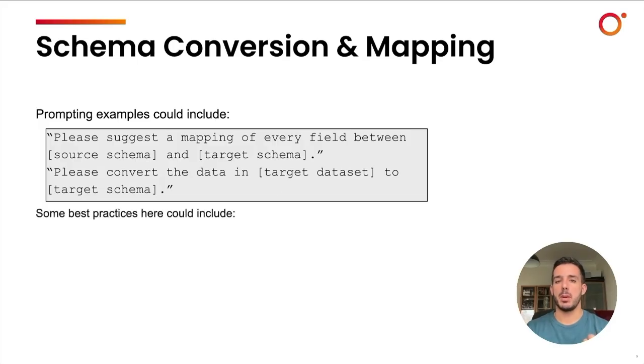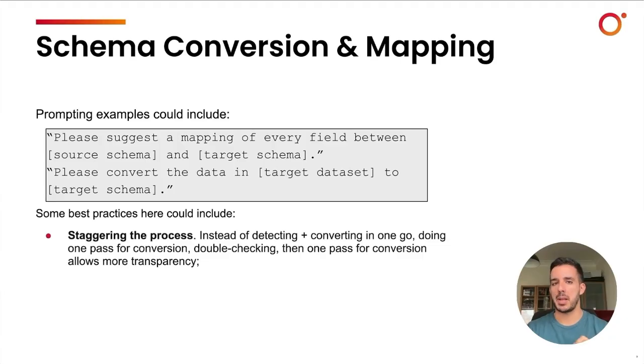What are some best practices here? Well, for one, we want to stagger the process if we can. That is, instead of doing one pass for the detection and conversion all in one, maybe we do a first pass just to detect the schema, we double check it, and then another pass for the conversion. Remember, it's very easy to overwhelm an LLM, especially when we have complex datasets, large datasets, and many tasks to be performed at once. And also, we have less transparency if we do it all in one go, right? If we have one pass to detect the schema and the mappings, then we can double check those before we proceed. If we do everything in one go, we have no transparency whatsoever.